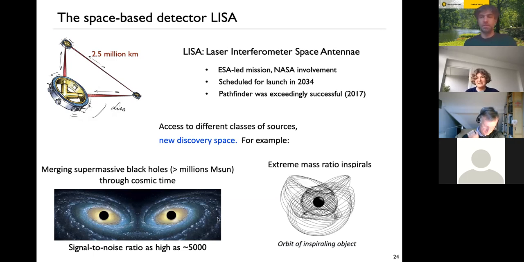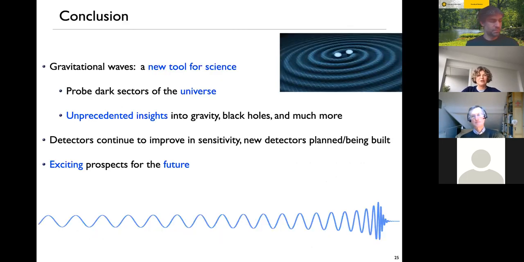Another source involving black holes for this detector is a stellar mass black hole spiraling into one of these supermassive black holes. What you see illustrated on the right, the lines trace the orbit of the small black hole. So you see it looks quite intriguing, and it really samples the space-time around the big black hole in exquisite detail, for example. So definitely an exciting future ahead.